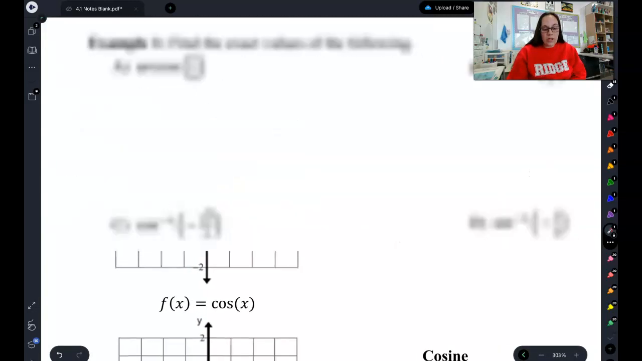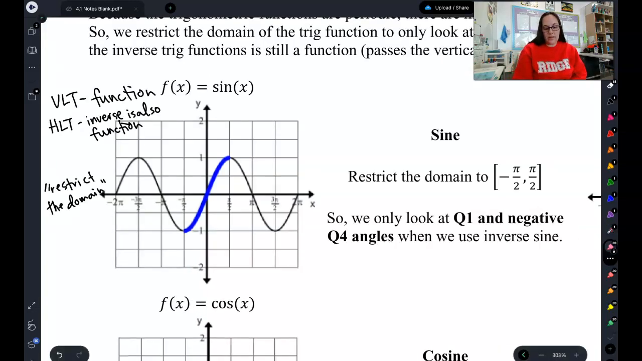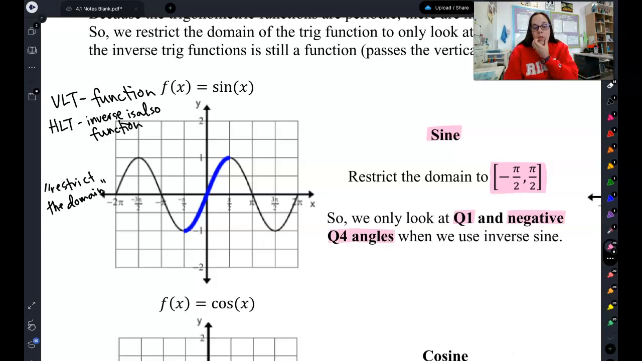So when we're looking at sine, we are going to restrict the domain to negative pi halves to pi halves. That's what it's restricted to on this graph, which essentially means we're only going to look at quadrant 1 and negative quadrant 4 angles. So when we look at sine, or arc sine, the inverse of sine, we only want to look at quadrant 1 and negative quadrant 4 angles.